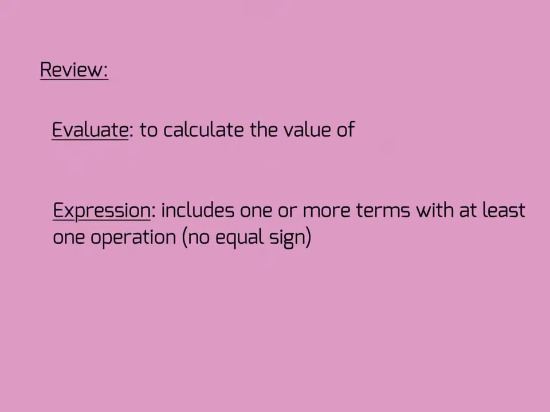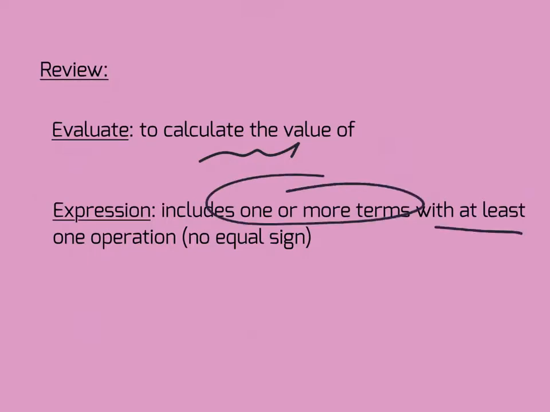Okay, just a quick review. No need to write this down because you already have them in your vocab sheet, but evaluate means to calculate the value of. An expression includes one or more terms with at least one operation, no equal sign. So for example, that could be 2x plus 5. We could have 3 times a. These are examples of expressions.